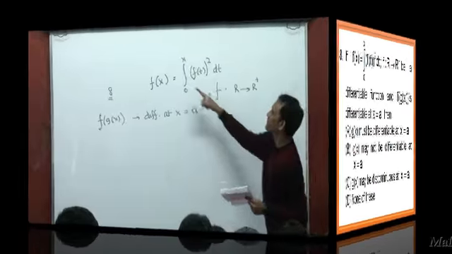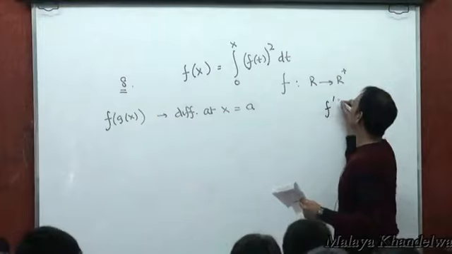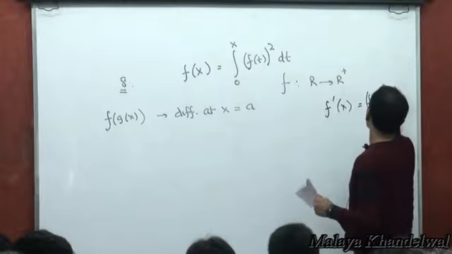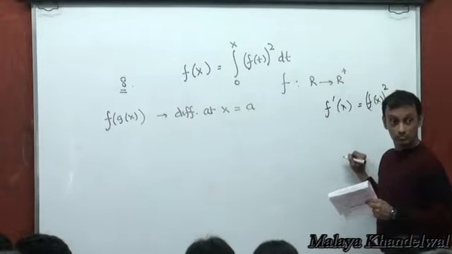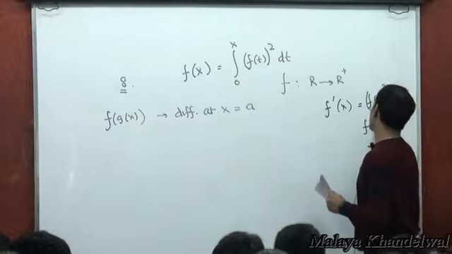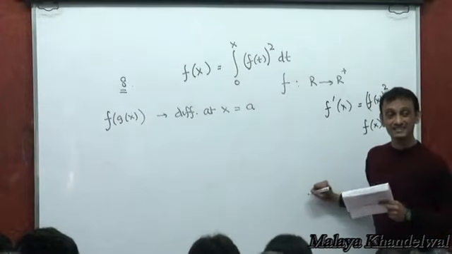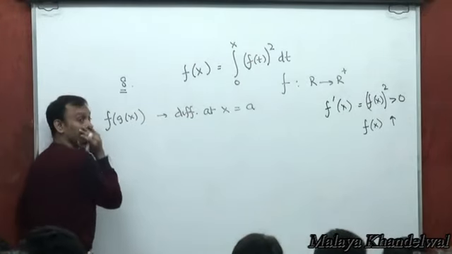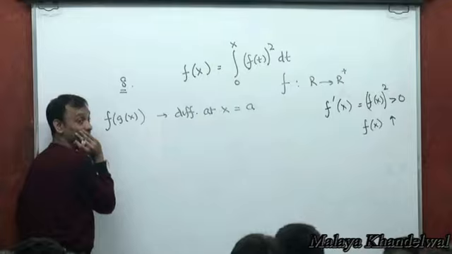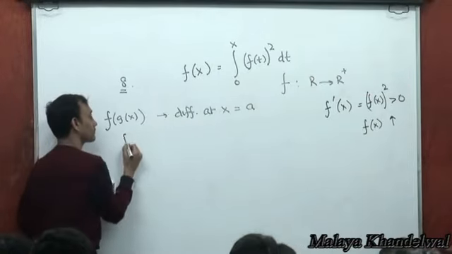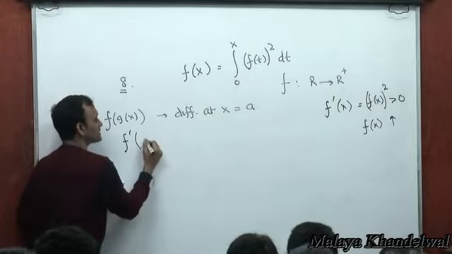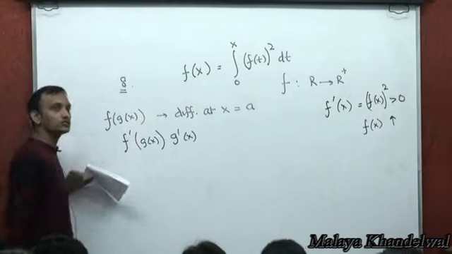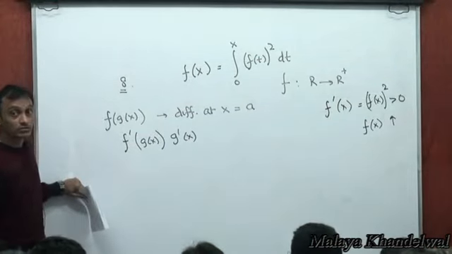Now, f x is this. So f dash x is like a f x whole square, which is greater than 0. That means f x must be an increasing function of x. Now, this is differentiable at x equal to a. The derivative of this is f dash g x into g dash x.